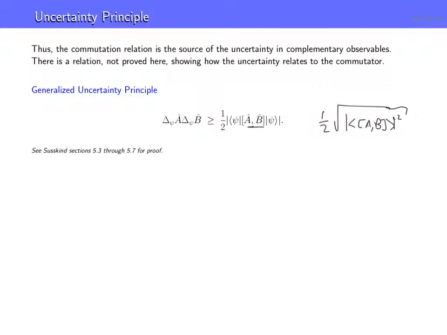Now, you may have heard of the uncertainty principle before. I'm assuming you have, and specifically, you've probably heard of what's called the Heisenberg uncertainty principle, which this is definitely related. And the Heisenberg uncertainty principle is usually related to the position and momentum observables. Now, we haven't introduced the position and momentum observables yet, and we will in a later lecture. However, we're just going to state the result here so that you can make the connection.